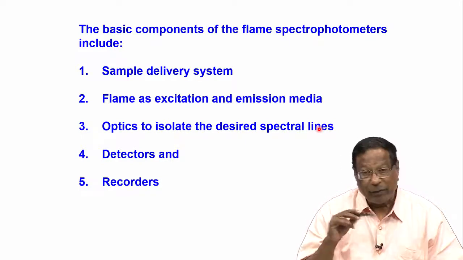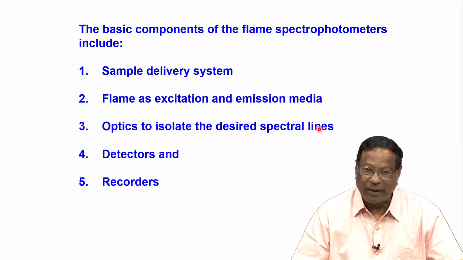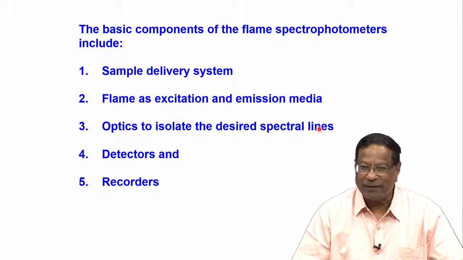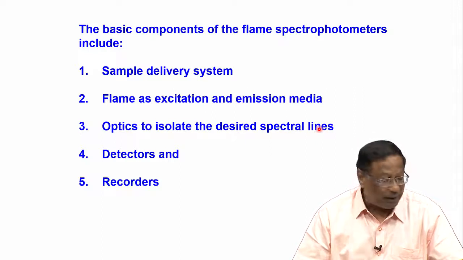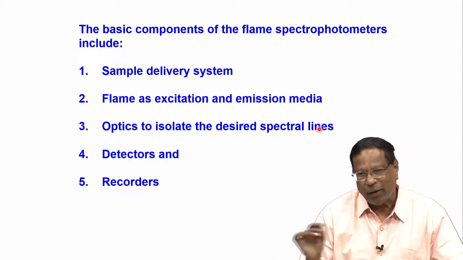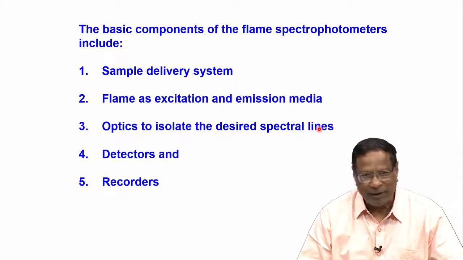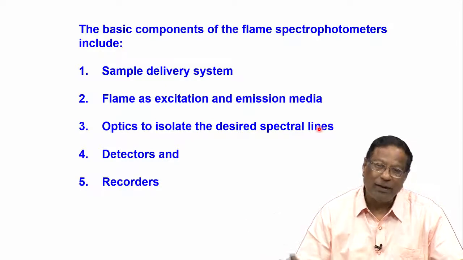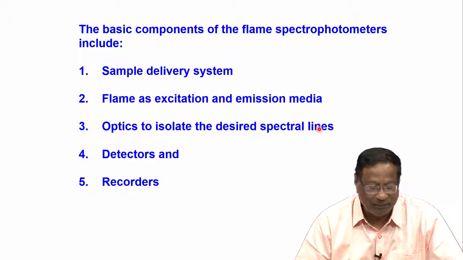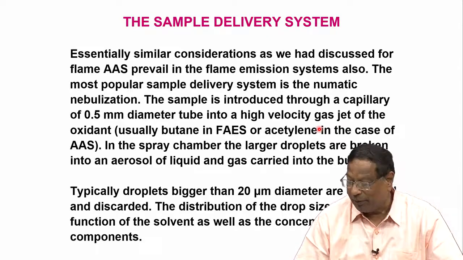Then, once the spectral line is separated from other electromagnetic radiation, we need to focus it on the detector and find out what is the current, and then we need a recorder, if possible. Nowadays computers will do all that kind of job. So, basically the sample delivery system introduces the sample into the flame, and from the flame we need the optics, a common filter to separate, and then that filtered radiation should fall on the detector. All other optics and electronics etc. will remain the same.